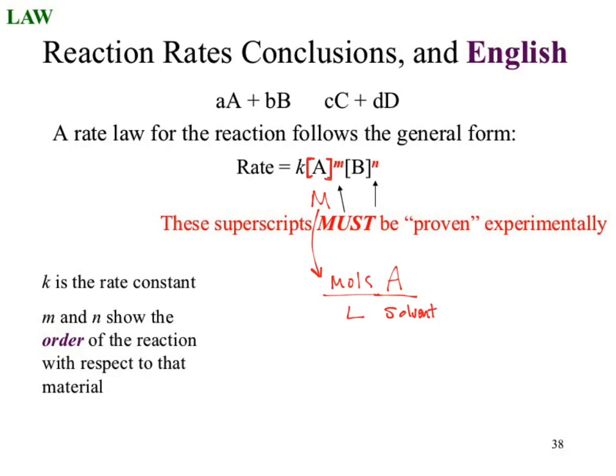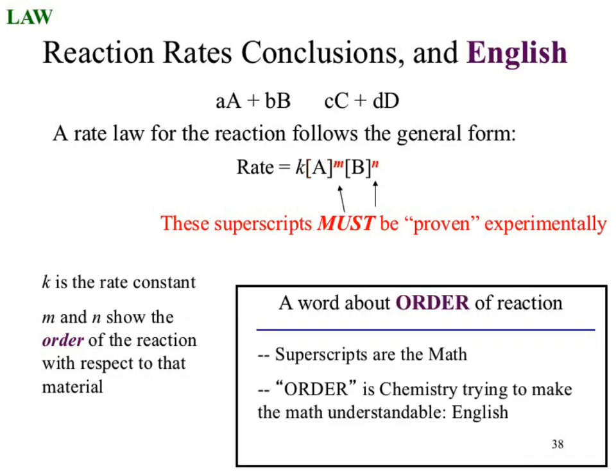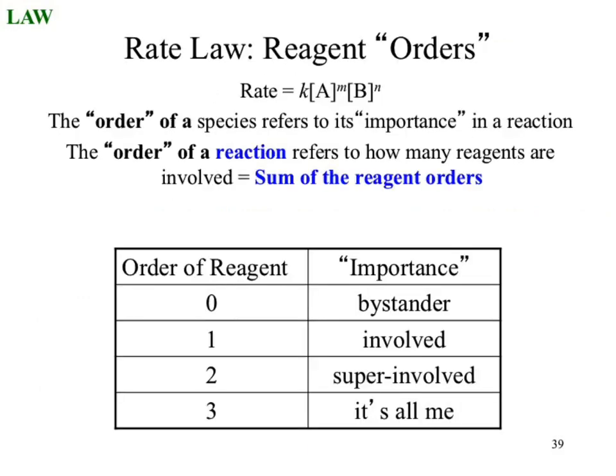So yes, superscripts must be proven experimentally. That's what you had to do in 152. Those superscripts are known as the order. Okay? The order is our interpretation. What do they mean? The superscripts as the number are a math. This is how we would calculate it. This is how it experimentally translates out with numbers. What we're concerned about is what does that mean?